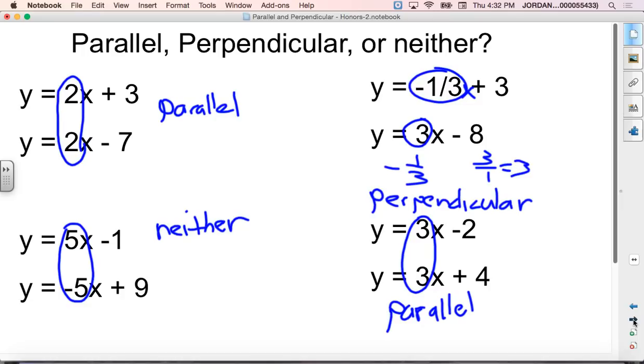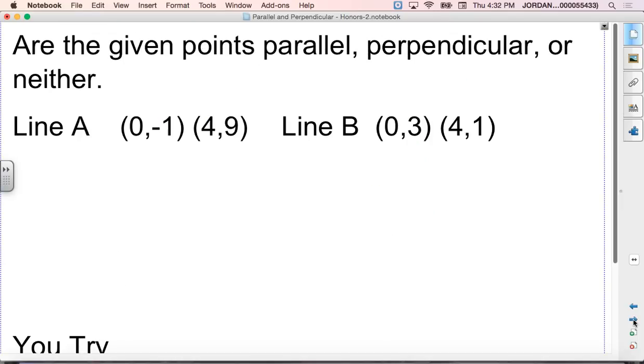All right, so now what we're going to do is actually take points and determine, are these points going to give us lines that are parallel, perpendicular, neither? So what you've got to do is find the slope. So we need to find the slope of line A. Slope, to find it with 2 points, you've got to take the y coordinates and subtract them and subtract the x coordinates. So we use this formula right here to figure out the slope. Something, again, you should have learned in Algebra 1.